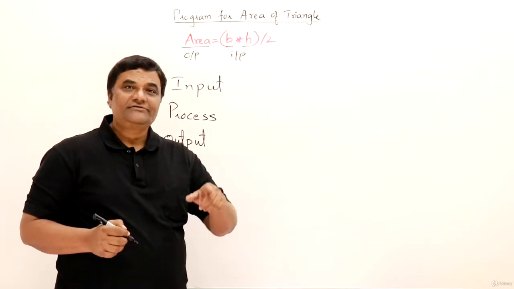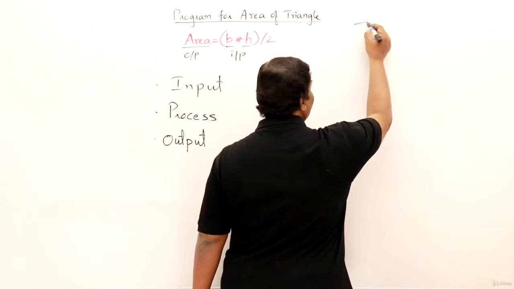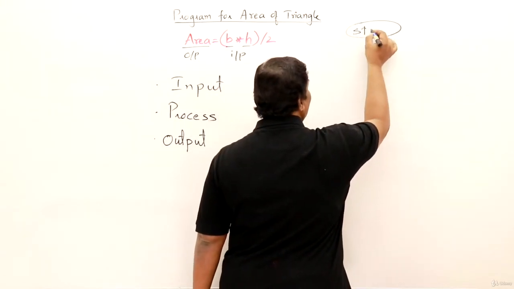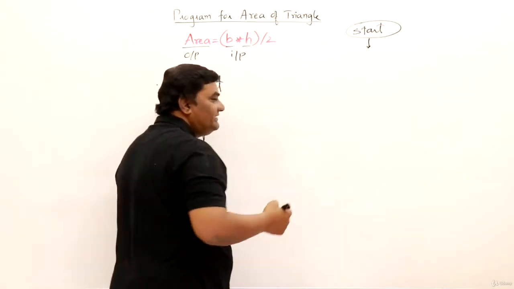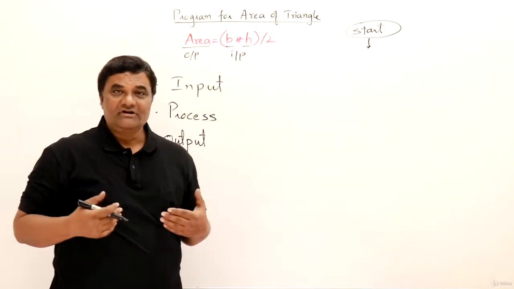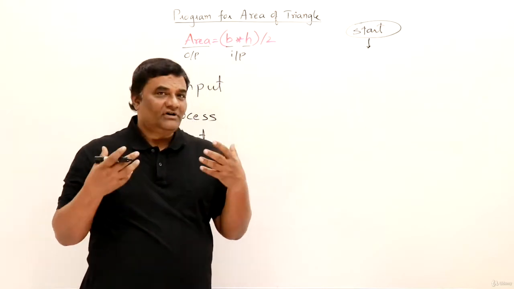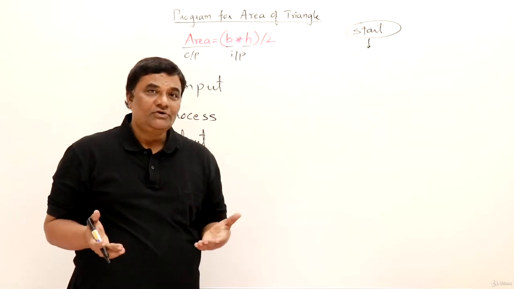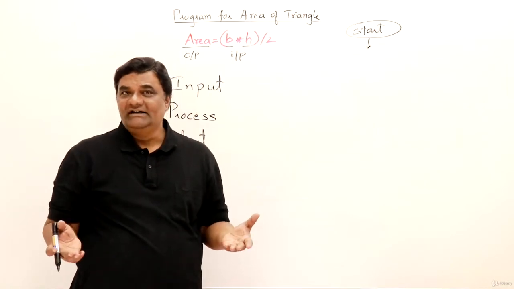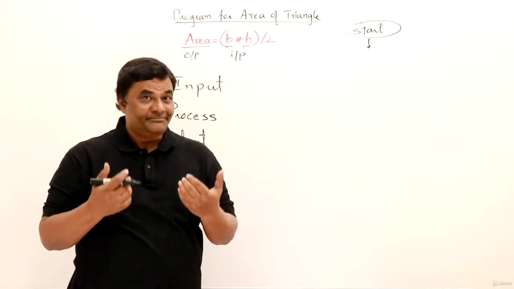For this, first of all, I will draw a flow chart. First thing is the starting of a flow chart. So this is start. Now next, we should take input. Imagine I am a program and you are using the program. So you are a user. I have to find out the area of a triangle. Then what should I know? I should know what is base and height. Then I should ask you, tell me what is base and height. So I should take input from you.